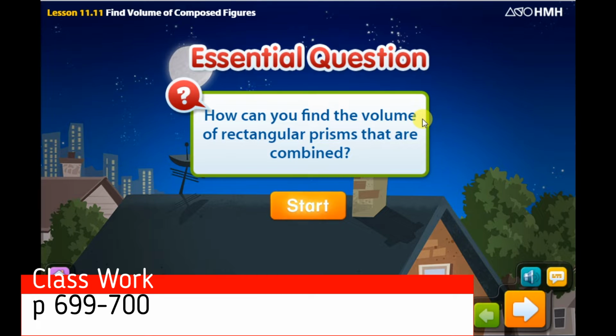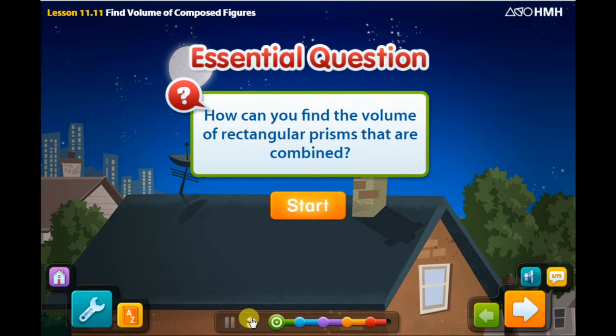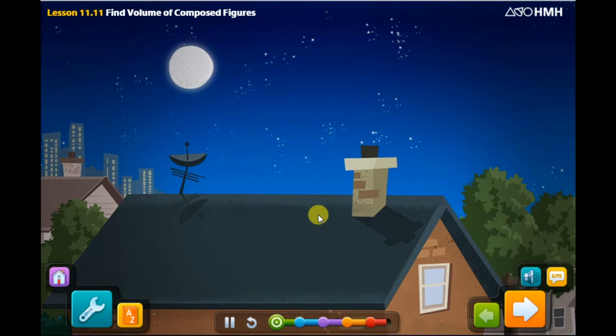Our lesson is 11.11 and our essential question is: how can you find the volume of rectangular prisms that are combined? So we have more than one rectangular prism and they are combined together, and our job is to find its volume. So let's start and see.